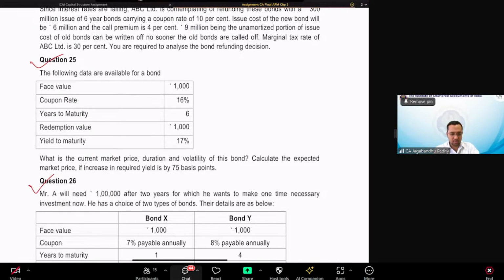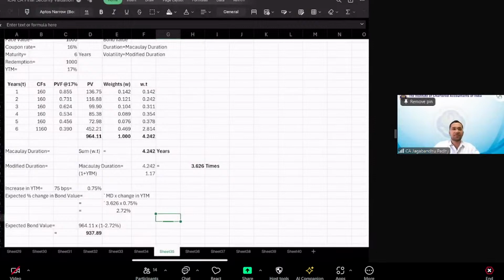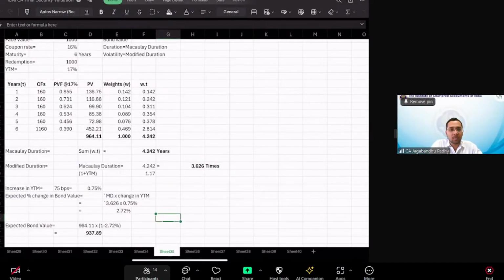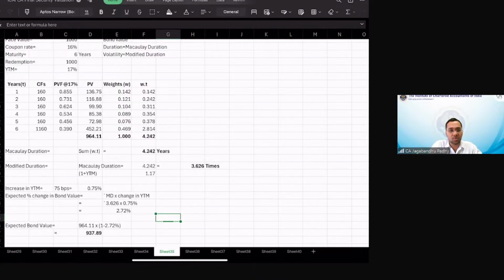Okay, sir. So it's an expected market price. It is not the actual market price that we look at. Okay, sir. Any other queries? No, I don't think so.